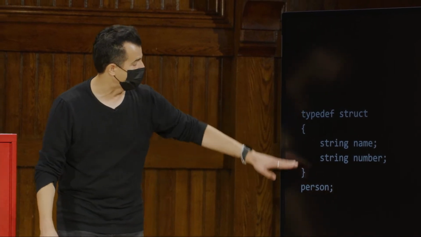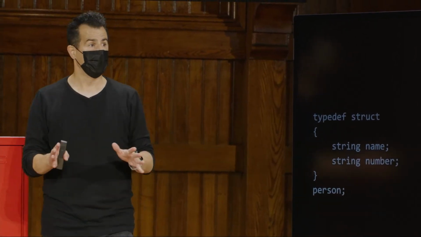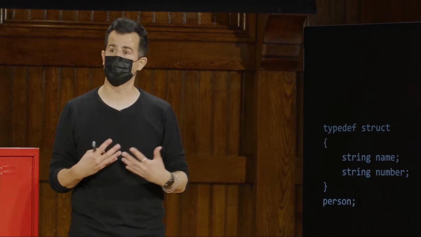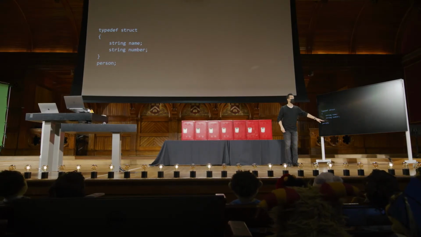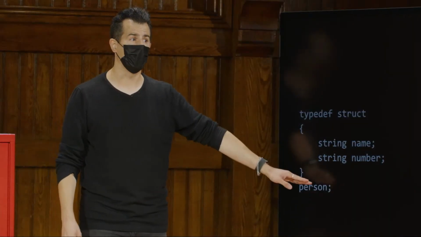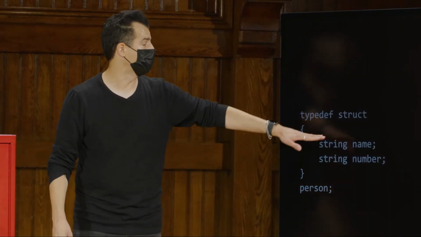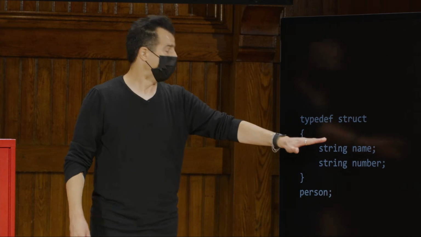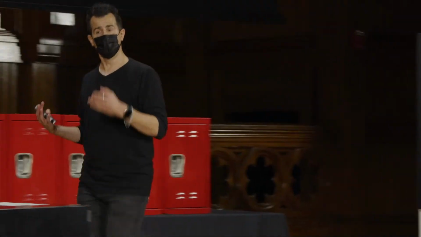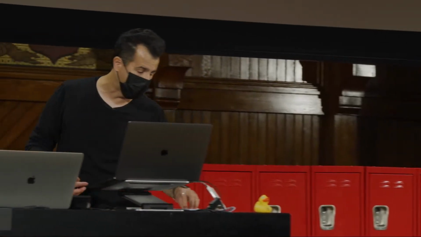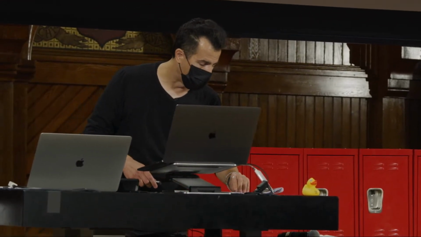And it weirdly goes after the curly braces, but this is how you invent a data type called person. And what this code is implying is that henceforth, the compiler Clang will know that a person is composed of a name, that's a string, and a number, that's a string. And you don't have to worry about having multiple arrays now. You can just have an array of people moving forward.